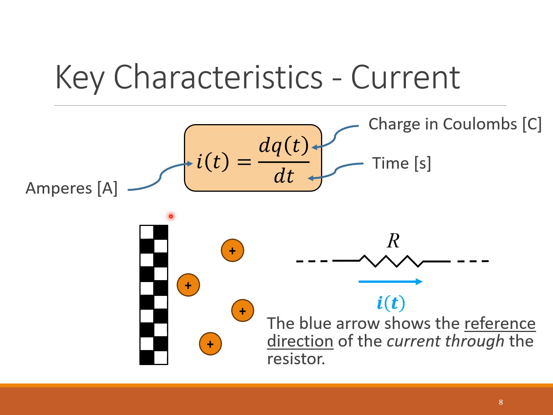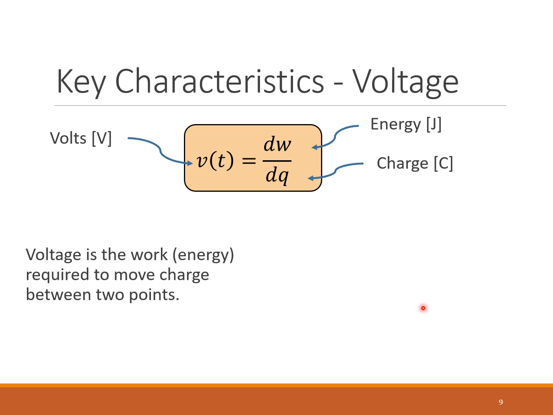So now that we have this idea of current, we can relate that back to our circuit elements that we talked about in the previous video. Here, if we have a resistor, in a circuit it might have some associated current. This blue arrow and this i(t) shows our reference direction for our current through the resistor. The idea of reference is going to be important later on when we talk about something called passive sign convention.